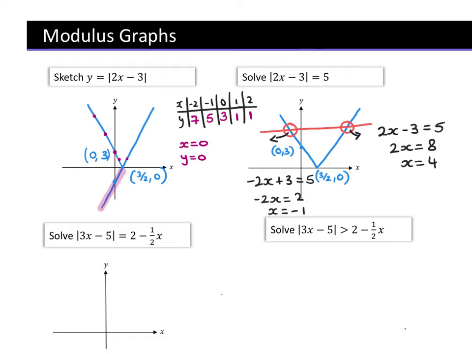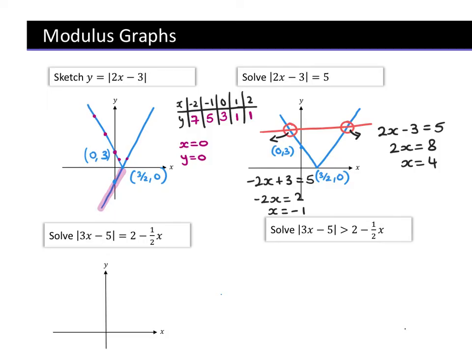And as we've already seen, when we substituted in our value to get y equals 5, it was at the point negative 1. Okay, so because this part of the graph here is the reflection in the x-axis, to find the second set of solutions, we multiply anything that's in the modulus by minus 1.